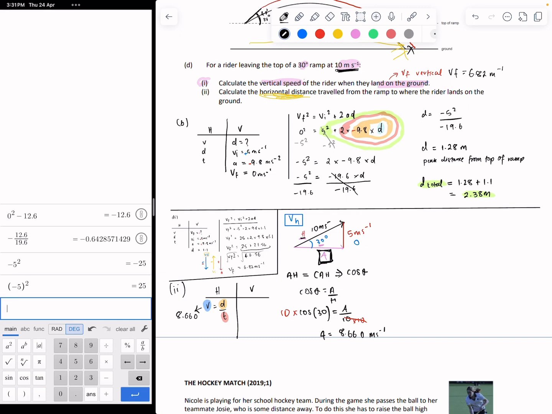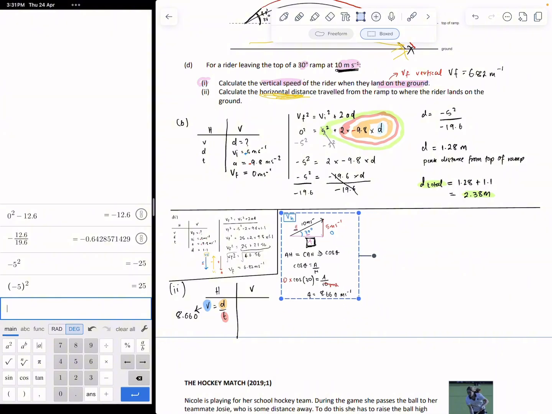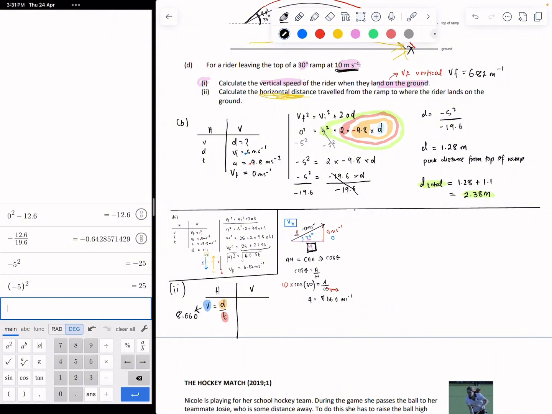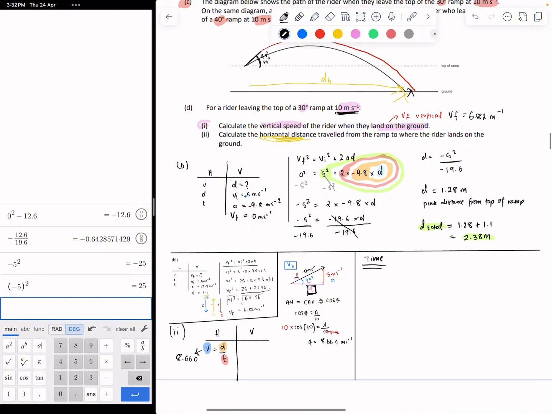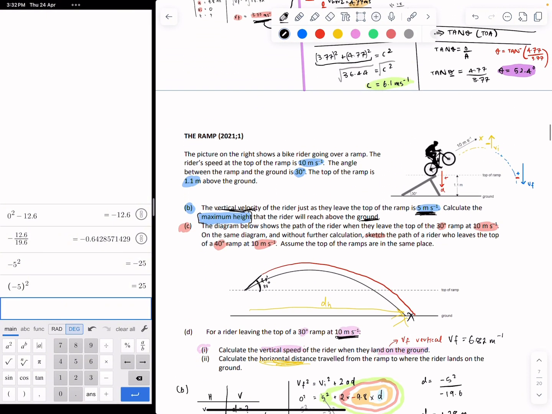Now what we can do is work out the total time it takes for this rider to land. So let me just show that working out. If we think about it, time, remember, is the linking factor between the vertical and the horizontal. So however much time it takes for the rider to go up then down is the same time taken for the rider to go completely across. So how do we work out the total time? As we can see here, the rider is starting off at this point.